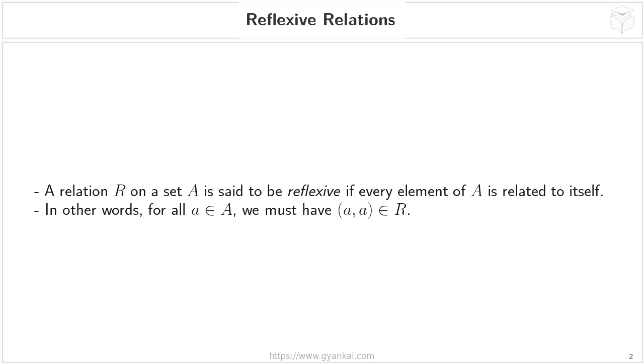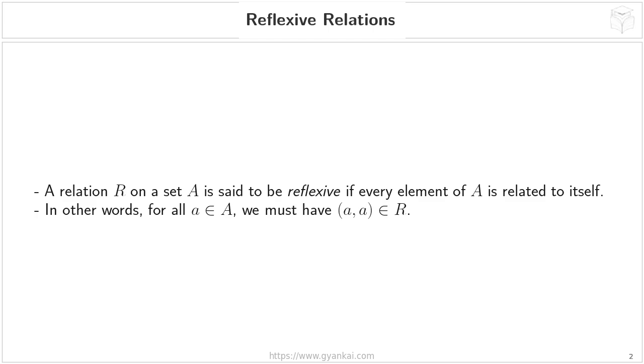If we have a set and a relation defined on that set, for the relation to be reflexive, each element must be paired with itself. The next line formalizes this a bit. It states, in other words, for all a belonging to set A, we must have the ordered pair (a, a) in R. Let's break that down.